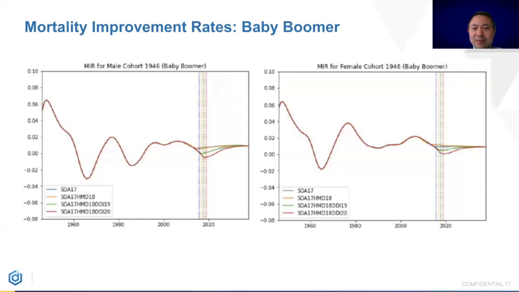We can also, in addition to the heat map that we just looked at, look at each cohort separately. These are historical and expected mortality improvement rates for the baby boomer cohort born in 1946. The relative gaps between these lines indicate the incremental impact of including an extra year of data in the model. These gaps suggest that 2019 and 2020 are the main drivers of reduced mortality improvement expectations for the near future for this cohort. Next slide, please.